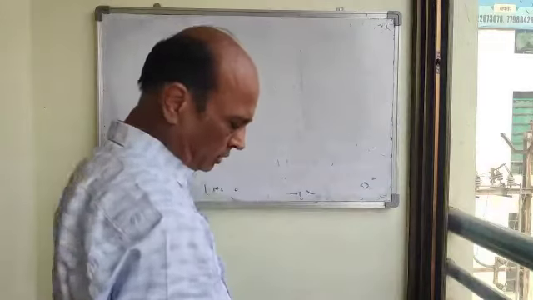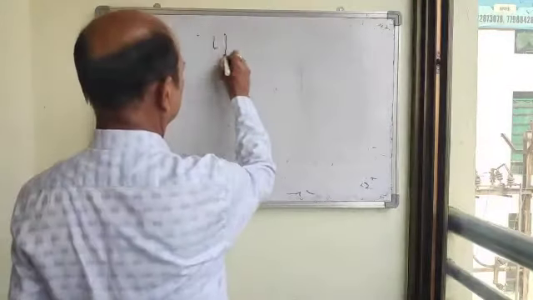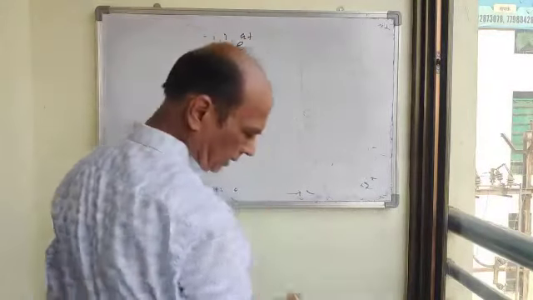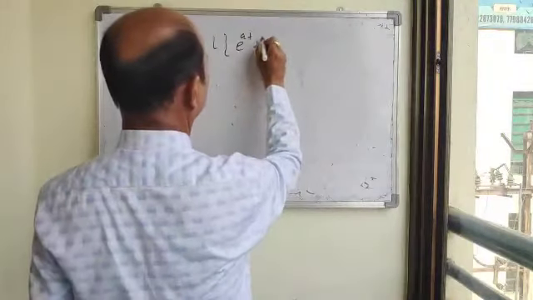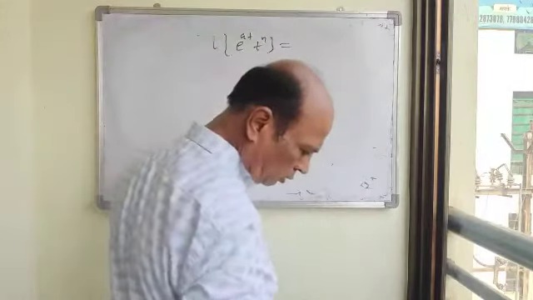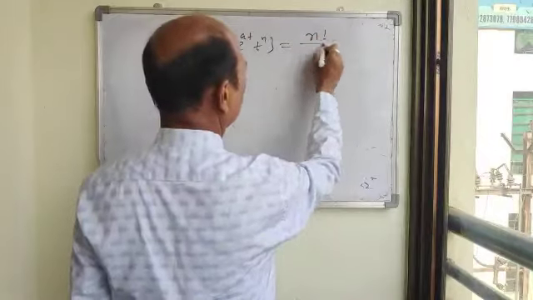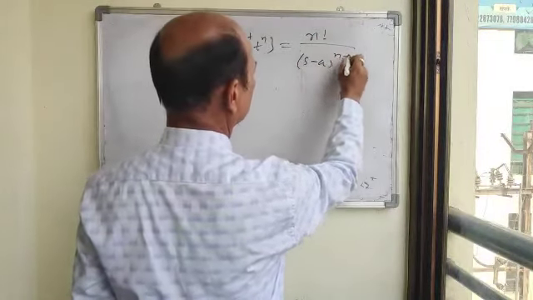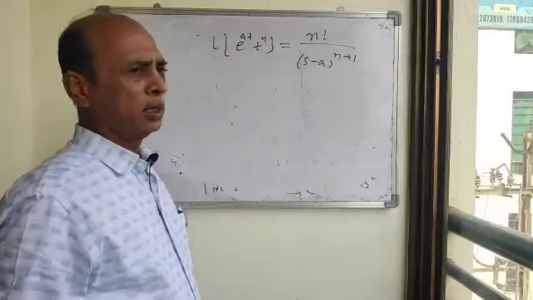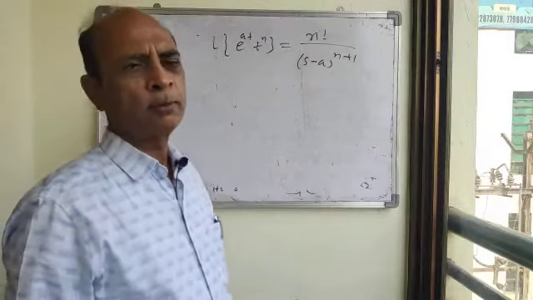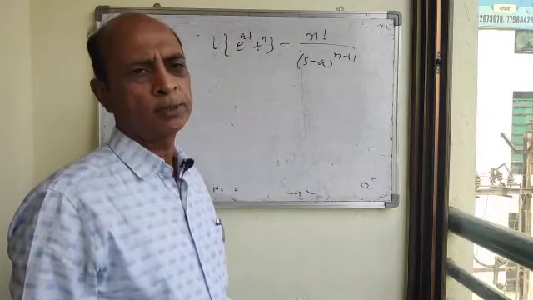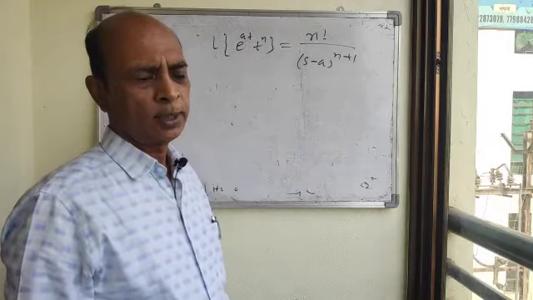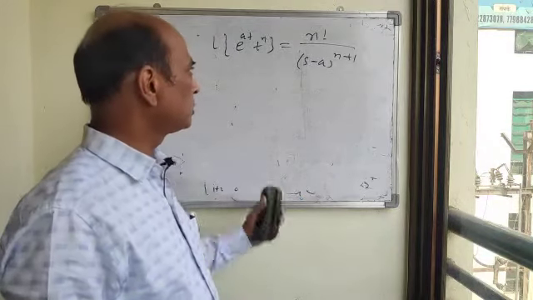Now, suppose there is a result. See, suppose L of e to the power at t to the power n is equal to factorial n upon (s minus a) to the power n plus 1. Actually, the proof would take a long time. So here, how do we solve this by using the first shifting theorem?